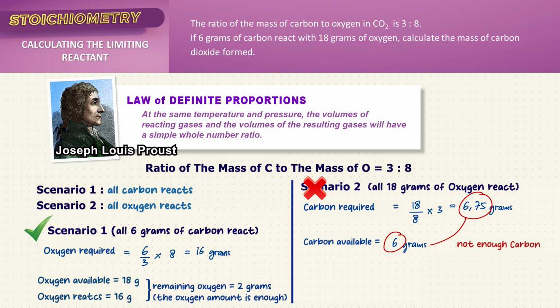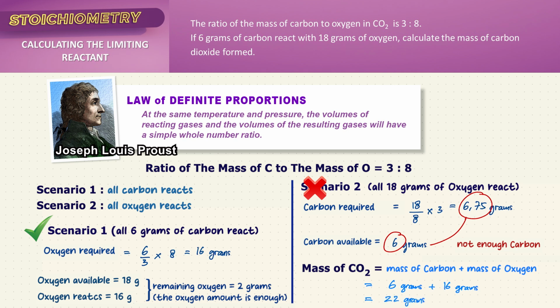Now, let's revisit scenario 1 and analyze it. The mass of CO2 being formed is the sum of the masses of carbon and oxygen. The mass of carbon is 6 grams, and the mass of oxygen is 16 grams. Therefore, the total mass of CO2 formed is 22 grams.